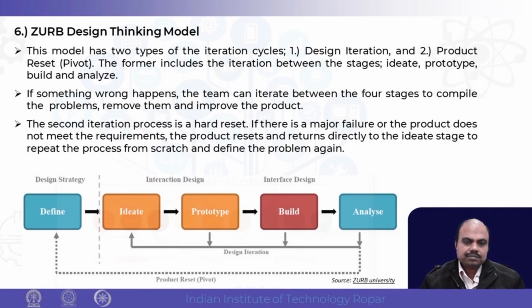The second iterative process is a hard reset. If there is a major failure in the product and the product doesn't meet the requirements, then what is going to happen? At that time the product resets and returns directly to the ideate stage to repeat the process from scratch and define the problem again.